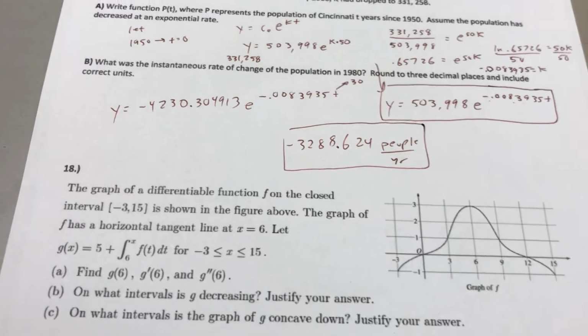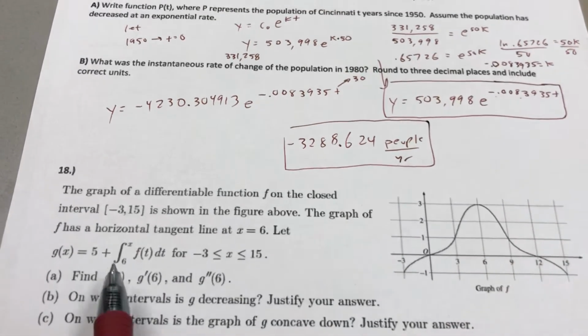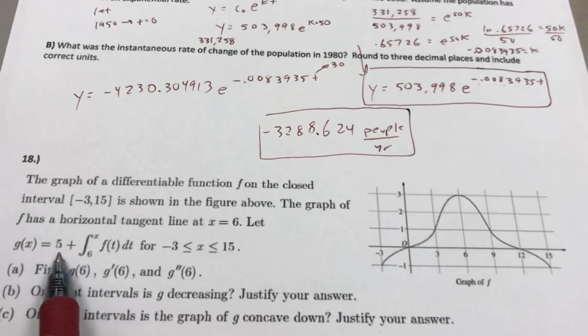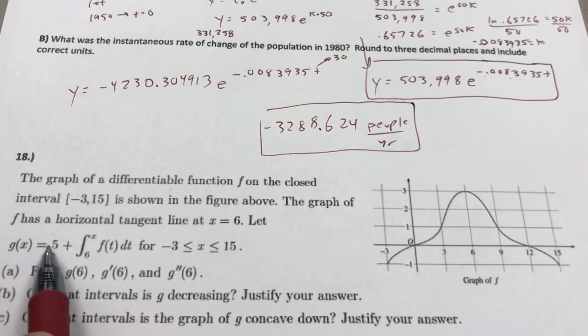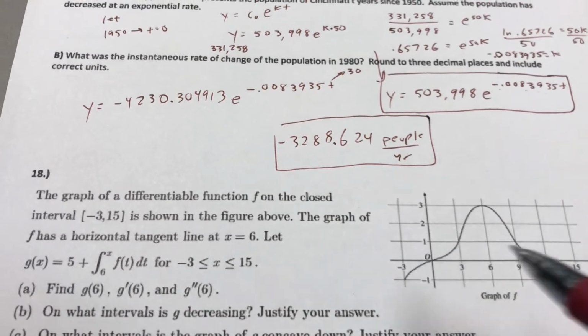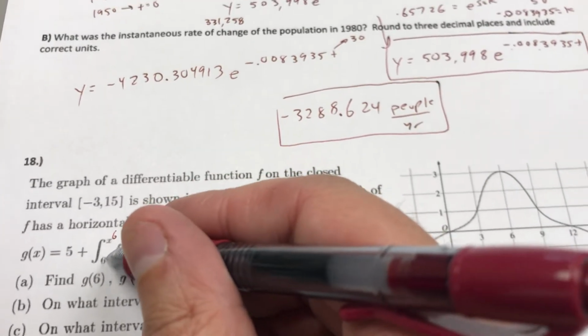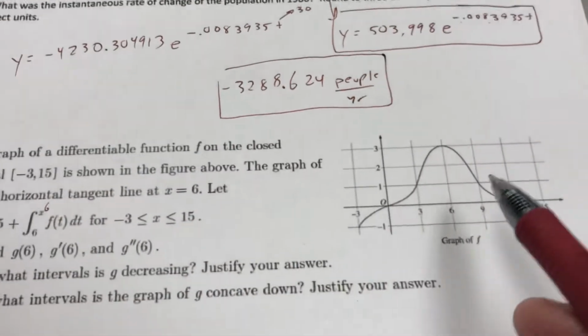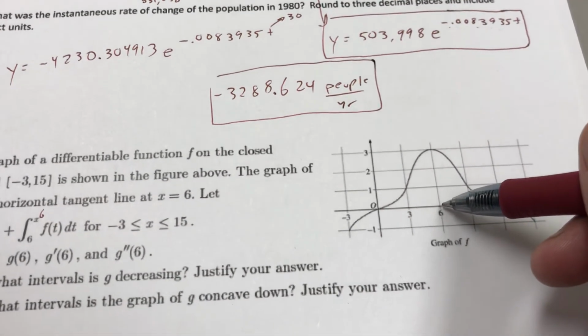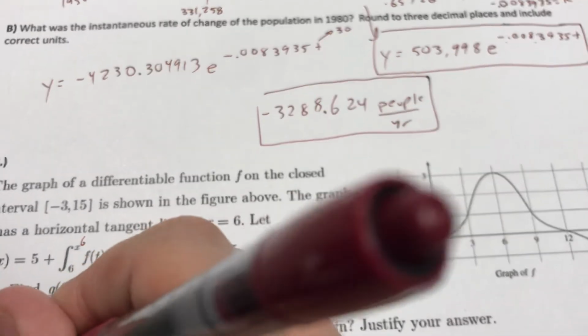All right, this is the graph of f, okay? They're explaining a function g based off this function. So g is 5 plus this integral of function f, okay? So for part A, g of 6, you'd be taking the integral from 6 to 6. The integral doesn't move any, so that integral starts at 6 and ends at 6. The integral will be 0. So 5 plus 0 is just going to be 5. So g of 6 is going to equal 5.